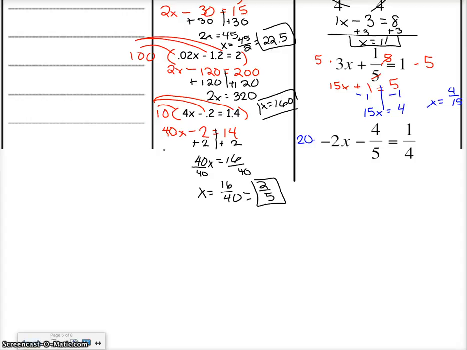Now watch what I'm going to do and watch how I line this up. Times by 20, times by 20. See how I'm lining it up towards the top? Because it's really 20 over 1. Times by 20.